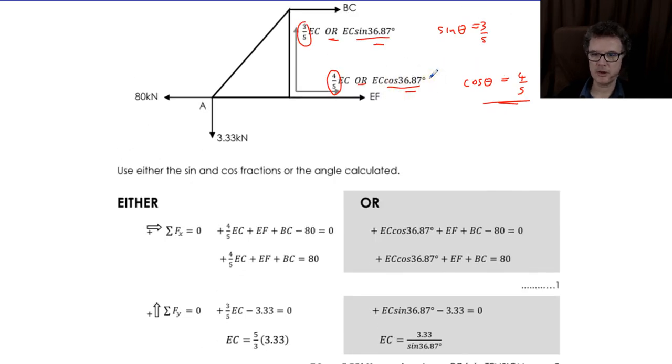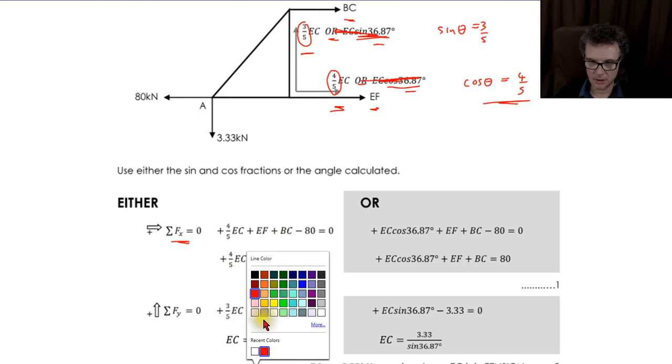So if we're going to do the approach on the left, I'm just going to talk about that approach. Then the first thing I'm going to do is sum up the forces in the x direction. So what forces have I got in the x direction? We've got 4/5 EC, we've got EF, and we've got BC. So that's in the x direction, and then let's do blue for y.